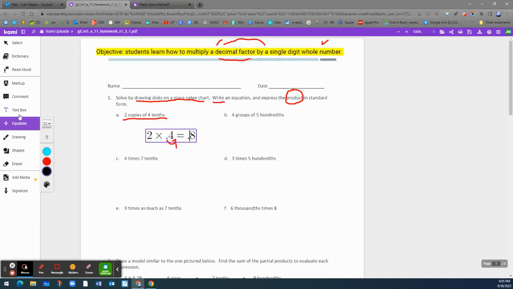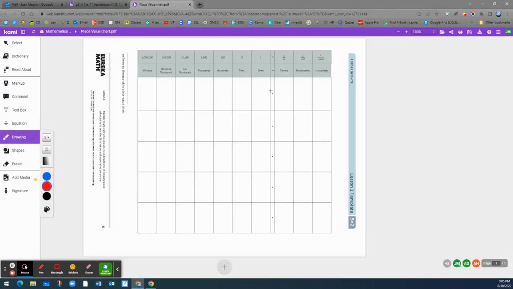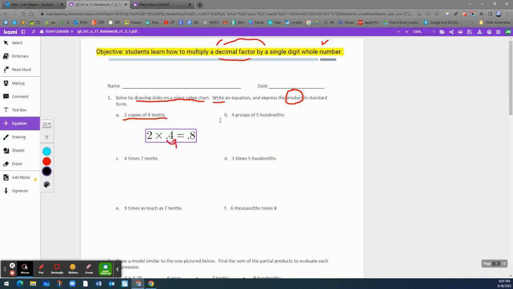Let's see if we actually have everything. By drawing disks, well, we did not draw disks, but we wrote the numbers on the place value chart. Write an equation. We wrote an equation. Here is the equation: 2 times 4/10 equals 8/10. And then let's see, did we express the product in standard form? Yes, we did. The product is right here. It's in standard form. All right. Let's do the next operation.